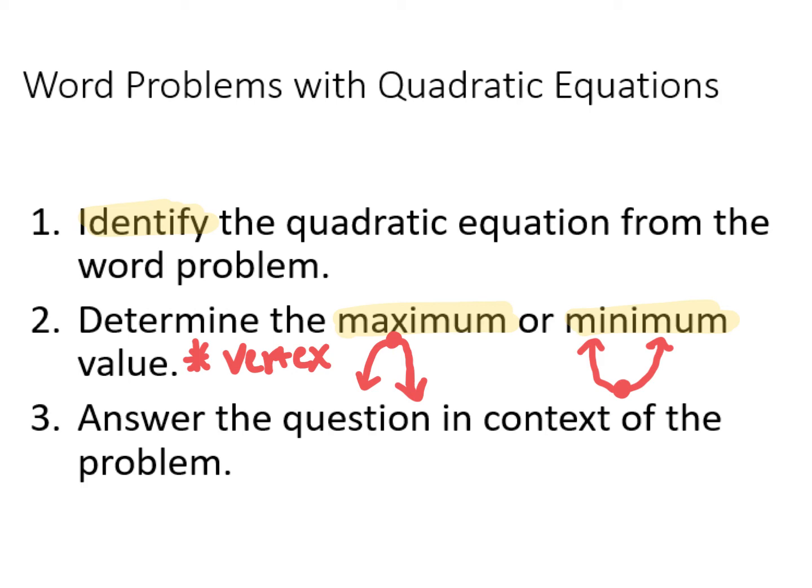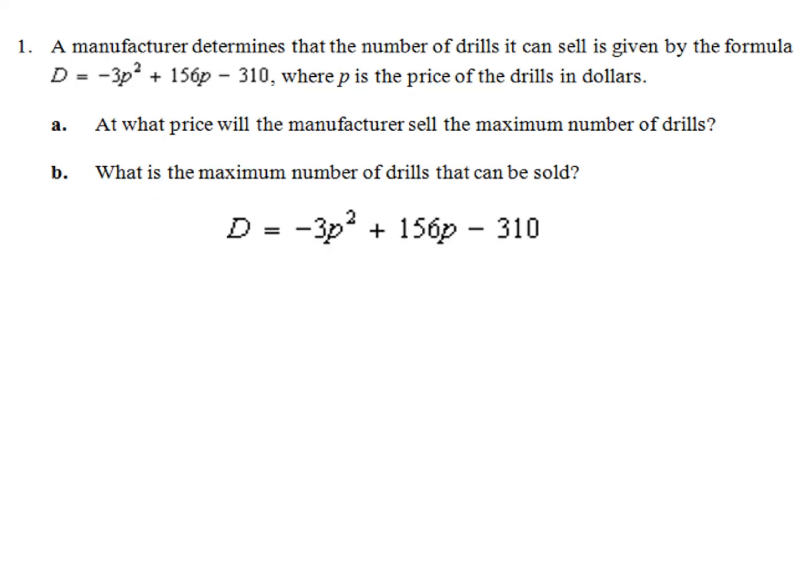And then you will answer the question in context of the problem. Our first example says a manufacturer determines that the number of drills it can sell is given by the formula D equals negative 3p squared plus 156p minus 310, where p is the price of the drills in dollars. And then we have our two questions.